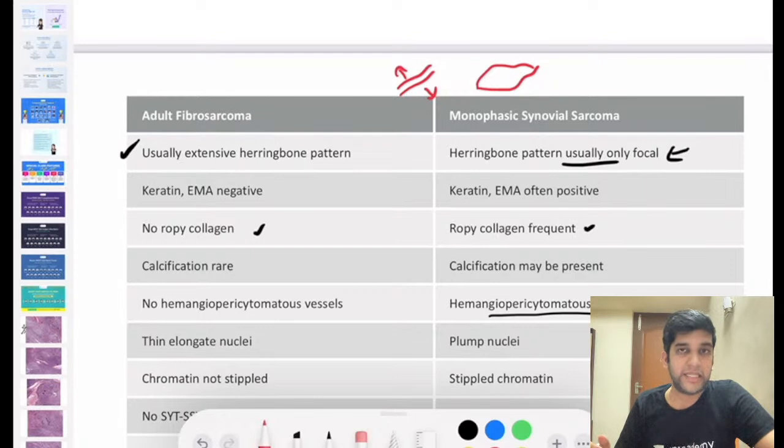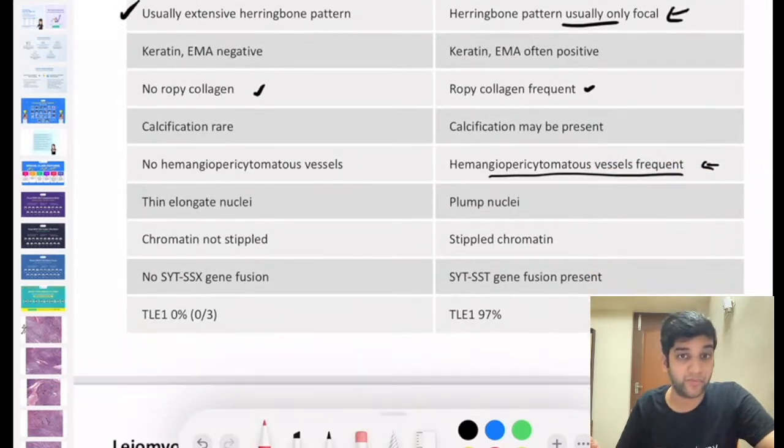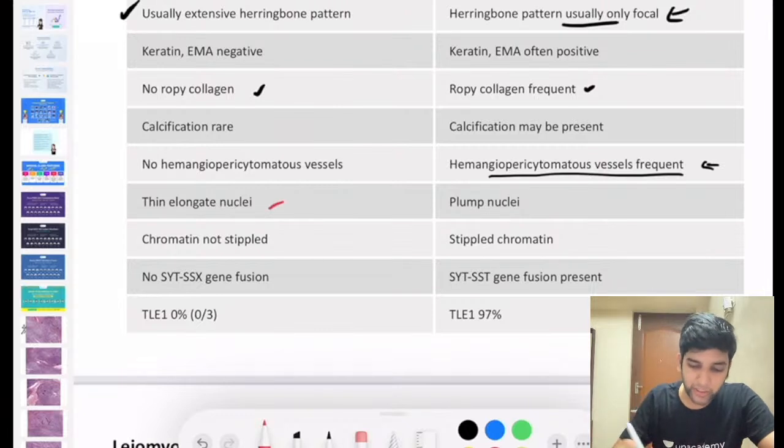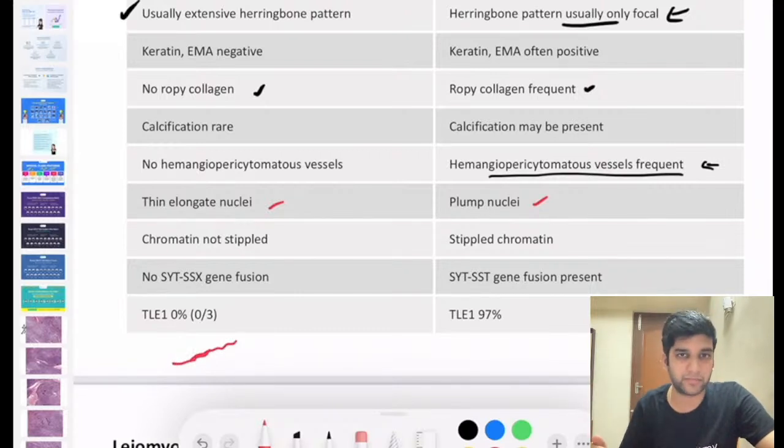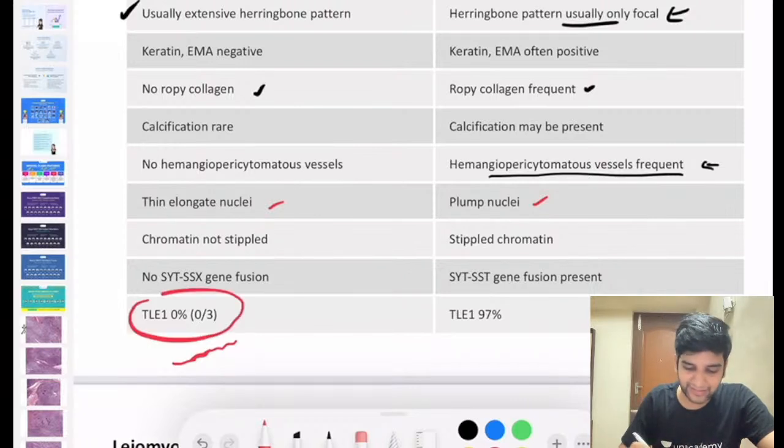might not be classically seen in your biphasic synovial sarcoma, but in a monophasic, it's definitely very, very commonly seen, right? Nuclear morphology also helps us. Fibrosarcomas will have slender nuclei with an elongated cytoplasm. Cytoplasm will not be seen much in your synovial sarcoma. Like I said, this is a game changer.